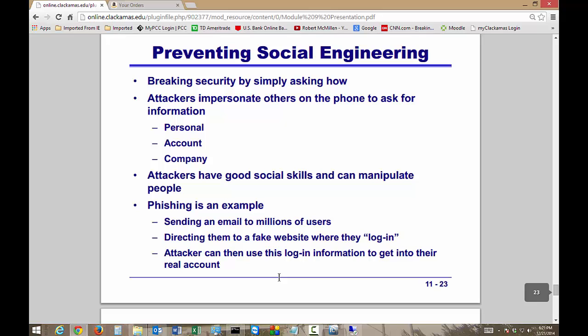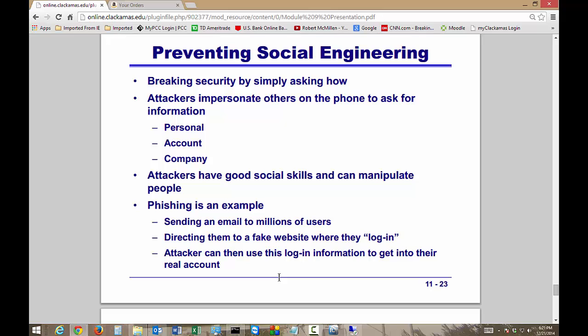Another type of hack is social engineering, so breaking security by simply asking. Attackers impersonate others on the phone to ask for personal account or company information. All they have to do is go online and deduce their kids' names or their birthday, because a lot of that information is available online. And then when they call in, if the security password is their birthday or whatever, they use that to gain access to their actual passwords in order to get them reset.